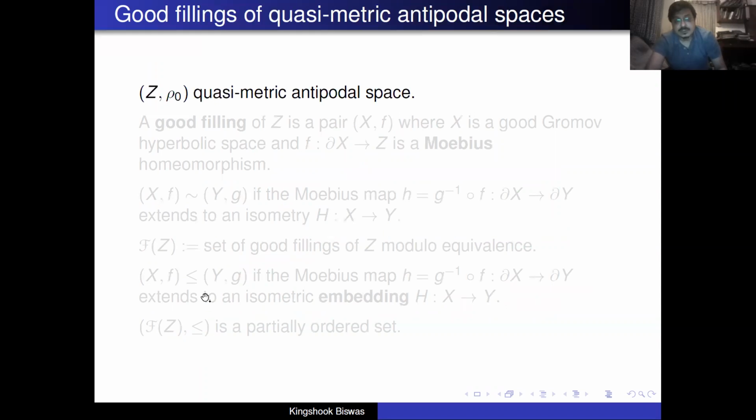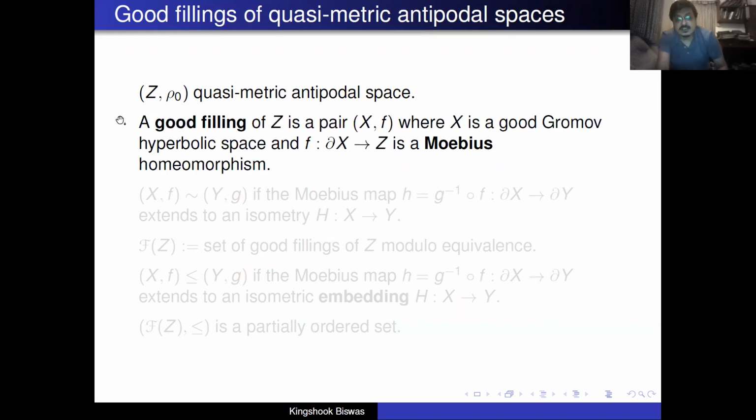So now, suppose we start with a quasi-metric antipodal space, (Z, ρ0). Then we can look for hyperbolic fillings of this quasi-metric antipodal space. We define a good filling of Z to be a pair (X, F), where X is a good Gromov hyperbolic space, and F from ∂X to Z is a Moebius homeomorphism. Okay, so this is a good filling.